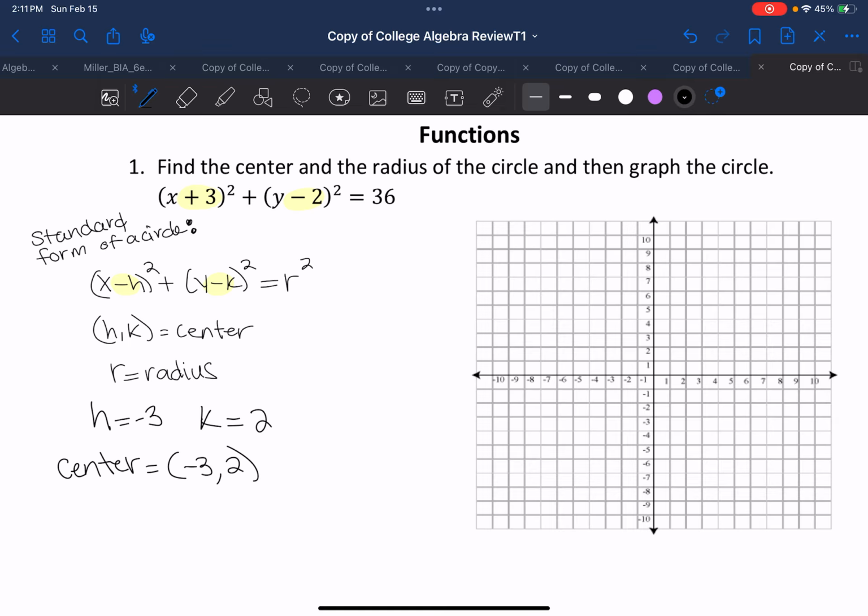And the radius: since the form is r squared and r is the radius, I need to figure out what number is equal to 36 when I square it. r squared equals 36. So that would have to be 6. So the radius is equal to 6. 6 times 6 is 36.